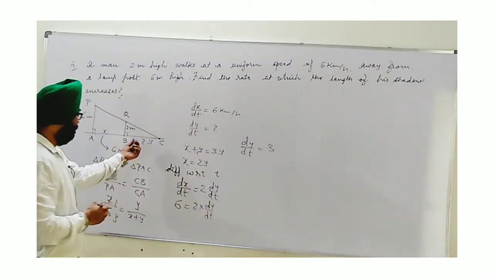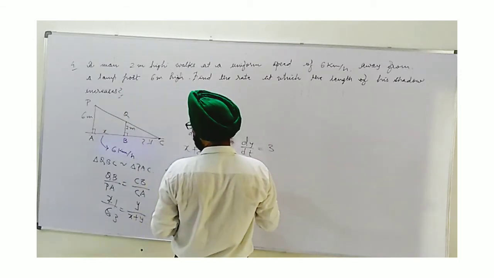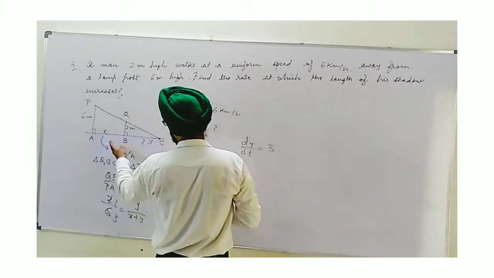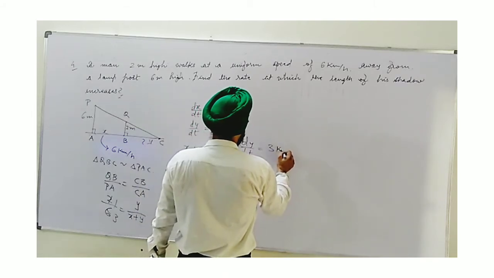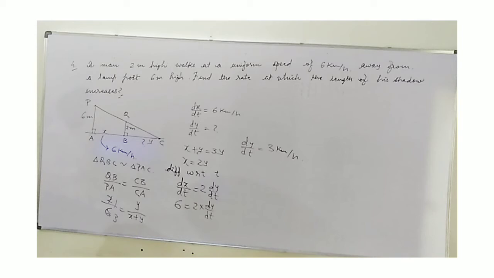Now as this is a change in distance with respect to time, and distance we are measuring in kilometers, where this was given kilometer per hour, so this also can be said as kilometer per hour. So this is the change in distance. I hope you got it. Next question we'll see now.